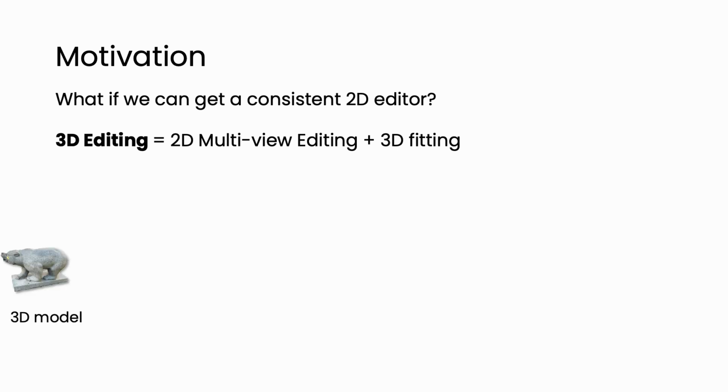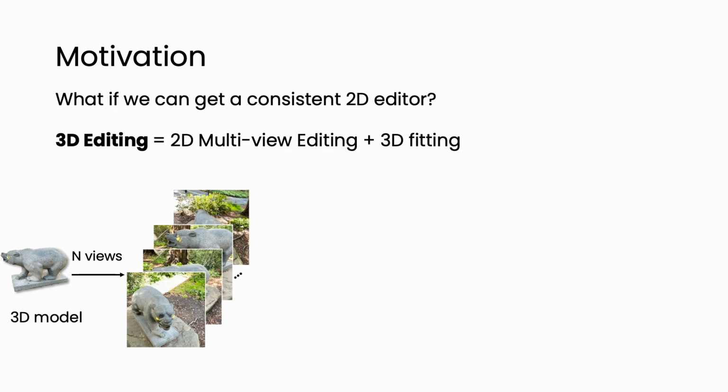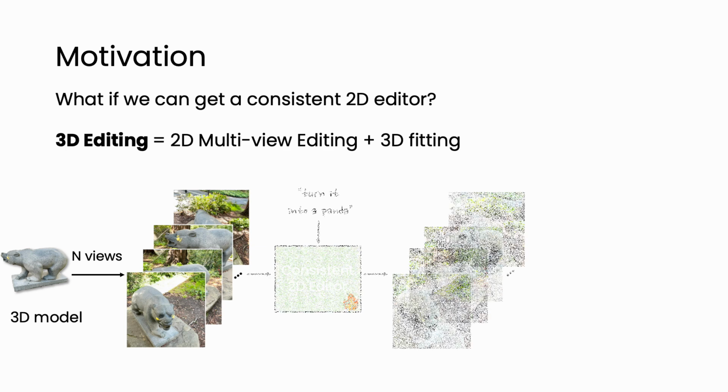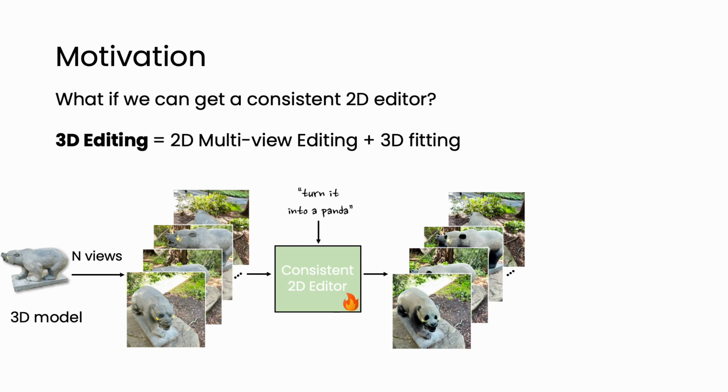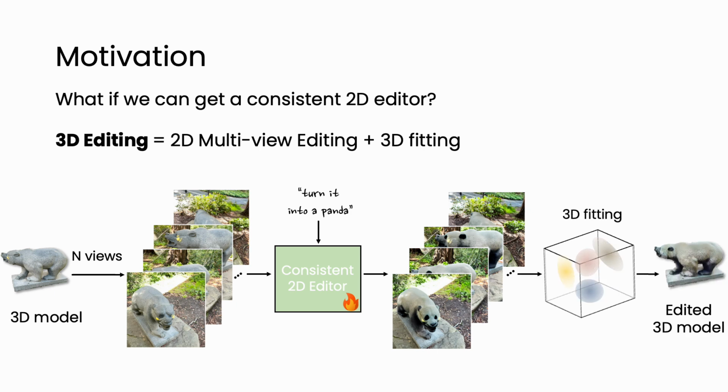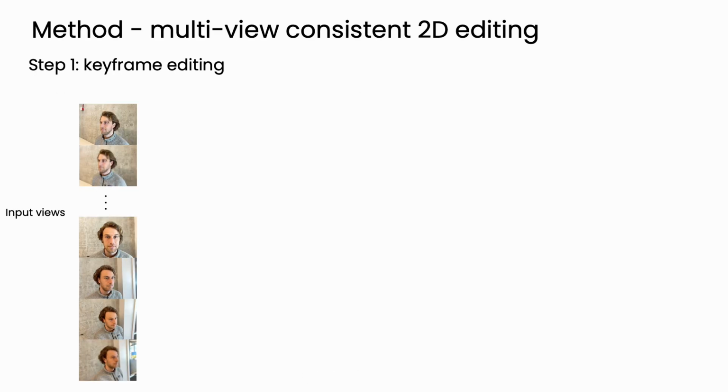Given a 3D model, we first sample n views together, and then we feed these views into a consistent 2D editor to get n consistent edited views. After getting these edited views, we fit the 3D Gaussians directly on those views and get an edited 3D model. The big challenge here is how we can get multi-view consistent 2D edits. In our process, there are 2 steps.